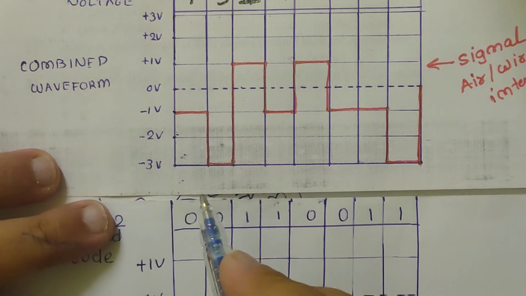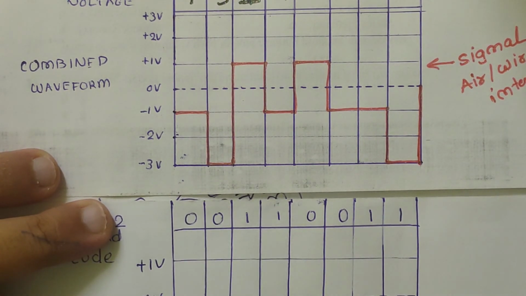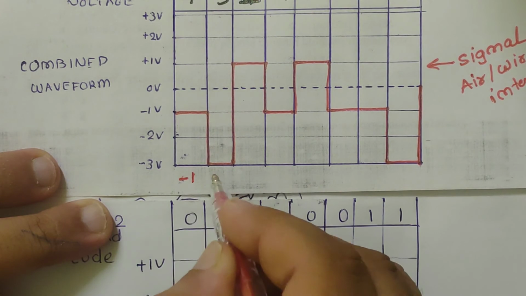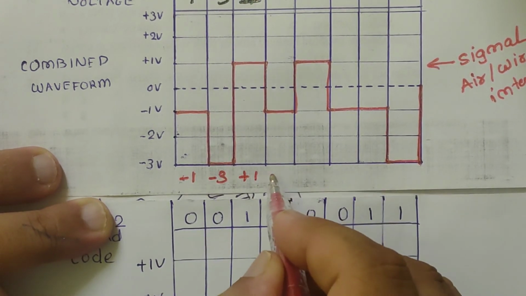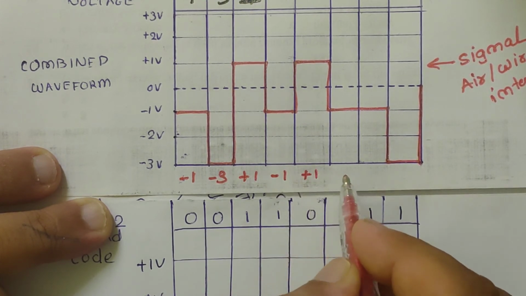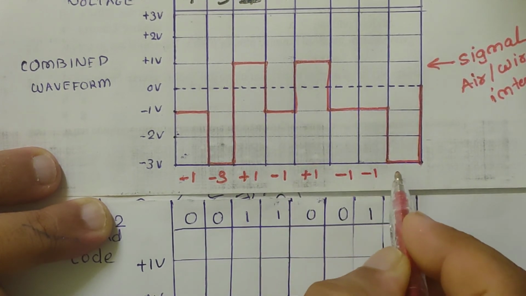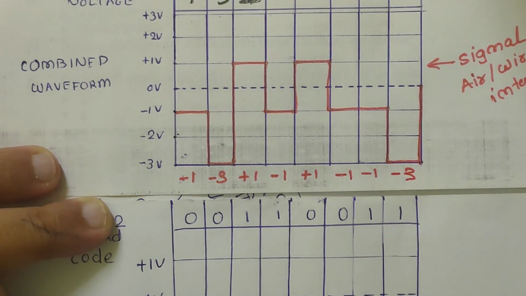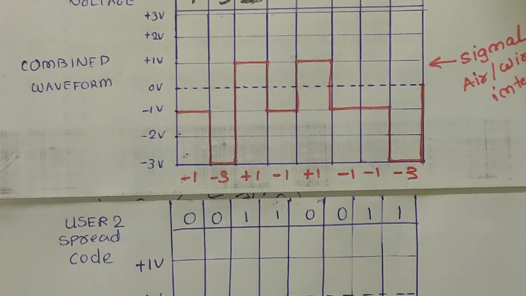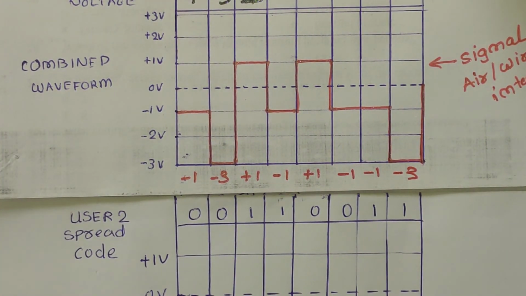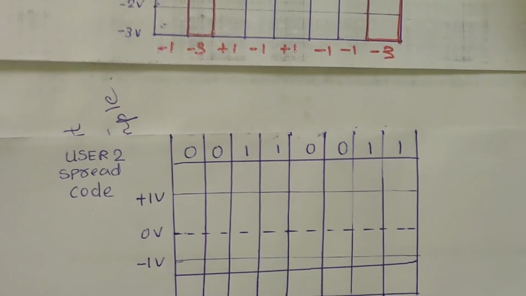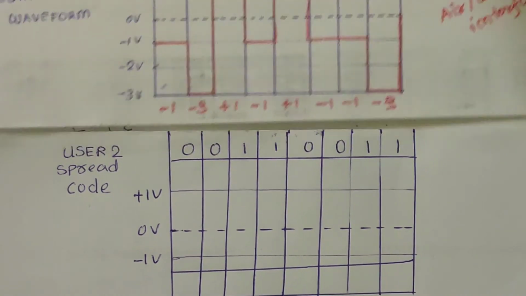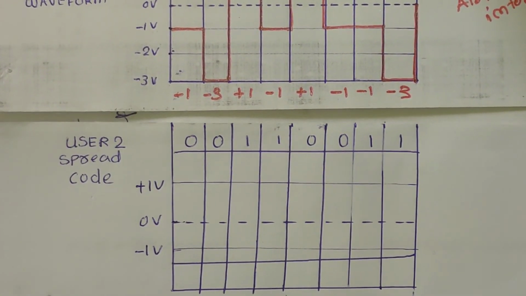So this is my -1 data. This is -1, -3, +1, -1, +1, -1, -1, -3, right? So this is the data that I'm going to transmit. Now on the receiver side, what we are going to do, we are going to use the spreading code of our user, right? So let me just bring this back right here.